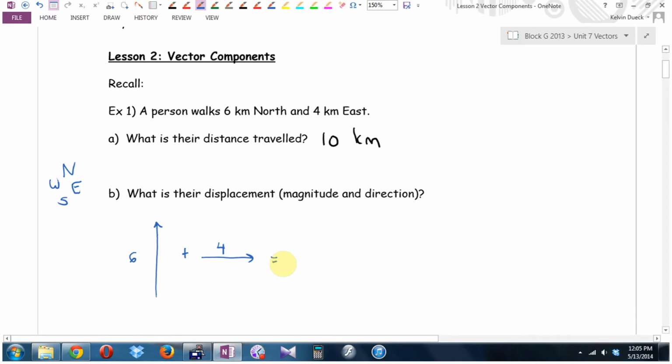Watch, watch, watch. Here's the 6. Here's the tip of the 6. I put the tail of the second one right there. You could also go the 4 first and the 6. You get the same answer. We'll do that in just a second. And then, we said the resultant is from the tail of the first to the tip of the second. That's the, I'll call it D with a vector, displacement.